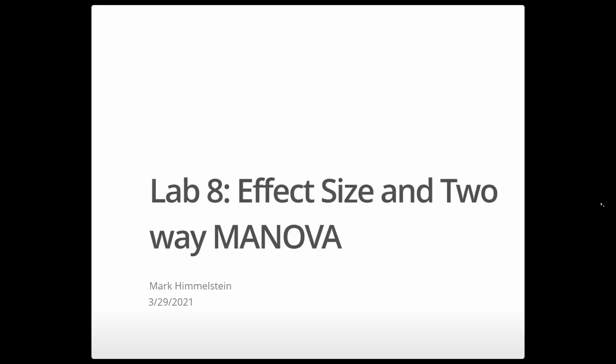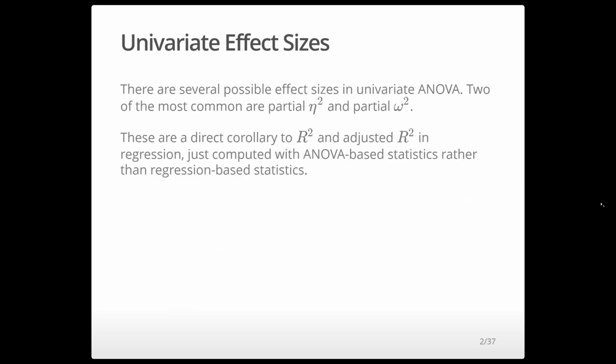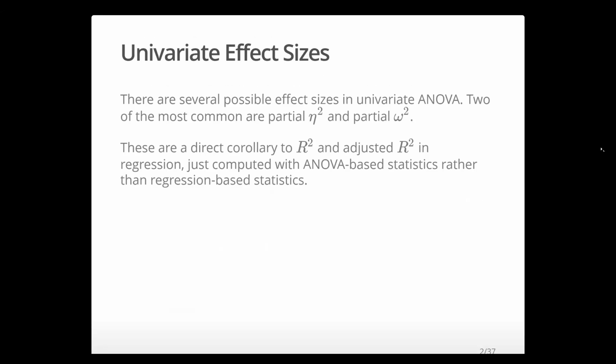A lot to cover this week as we talk about effect size and more complicated designs in MANOVA. So when we think about ANOVA, a univariate ANOVA, there are several different possible effect sizes we can think about. You'll often see Cohen's d for comparing means, but you'll also often see eta squared and omega squared, or partial eta squared and partial omega squared.